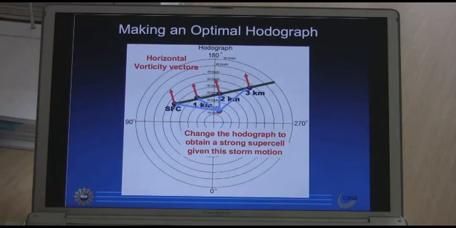Okay, so I'm not saying in practice you can do this, but you might as a forecaster say, well, I expect the low-level winds to change over time, and if they do, and storm motion stays roughly the same, we might see a change in the character of the storms that would form. So how might you change the hodograph? Well, change in what sense?